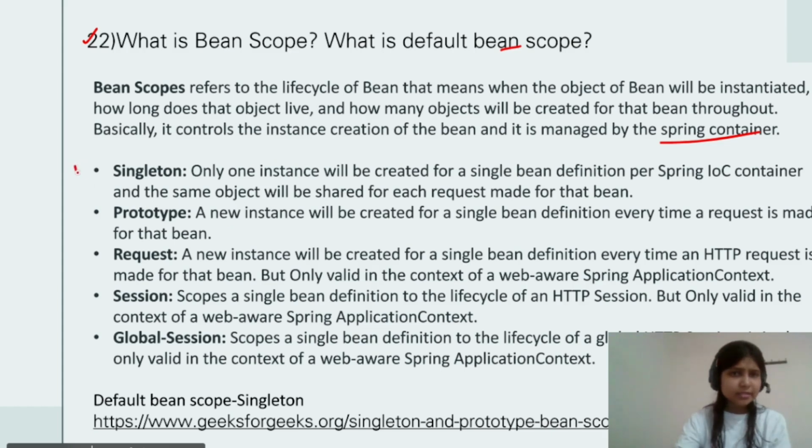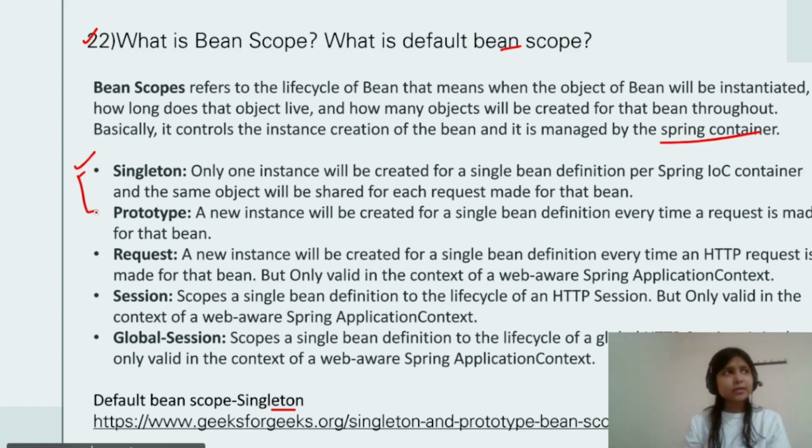These are the bean scopes we have in Spring: singleton, prototype, request, session, and conversation. The default bean scope is singleton. One of the most popular questions is: what is the difference between singleton and prototype? We will discuss that in this video itself.